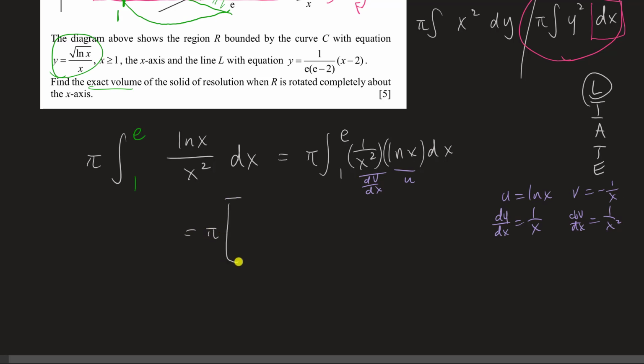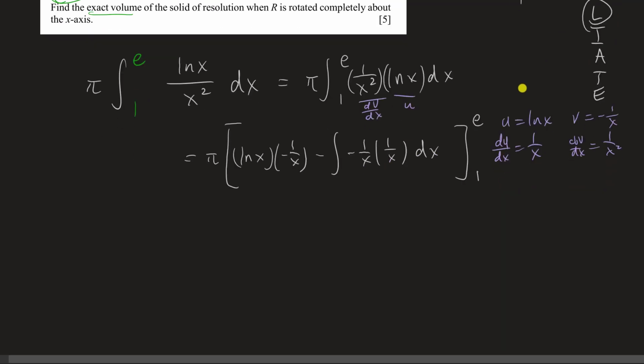Pi, uv minus integrate v du. So uv minus integrate v du dx. Here, 1 over x dx, bounded from 1 to e. So let's continue.